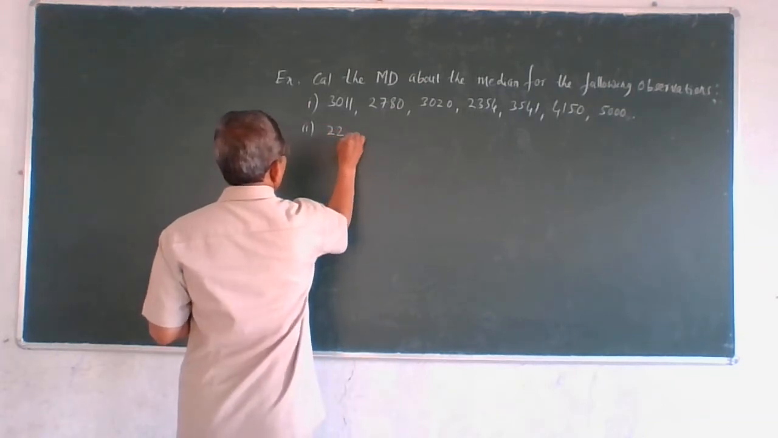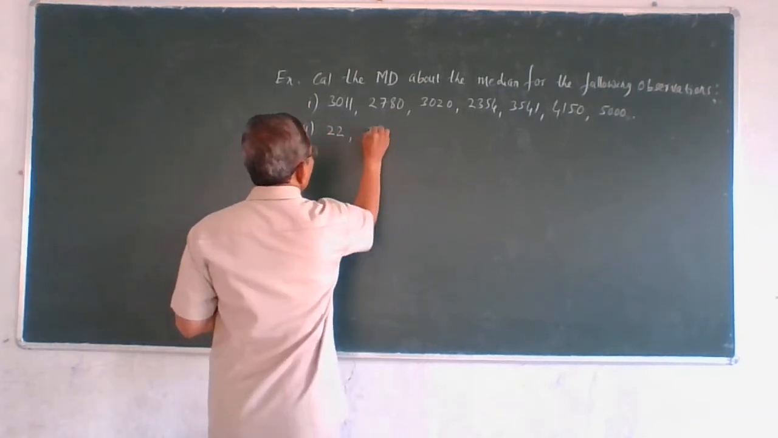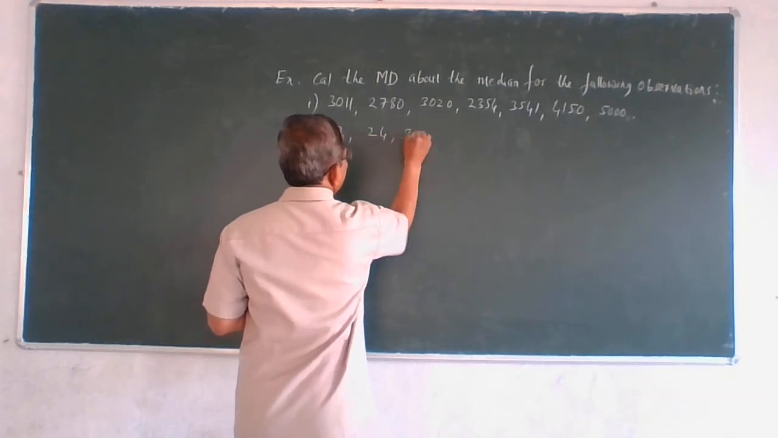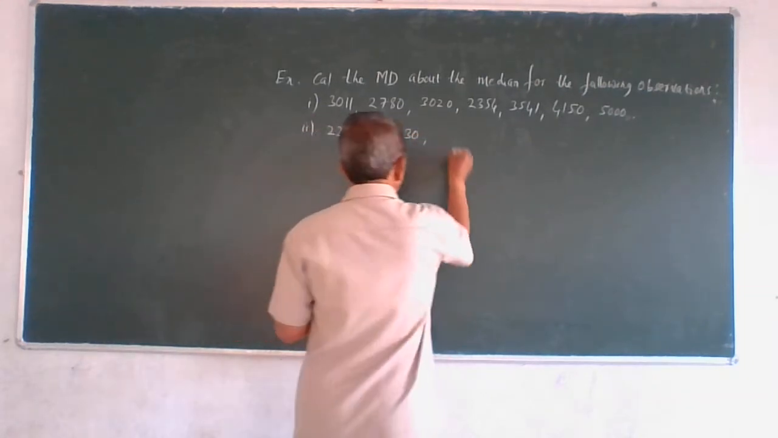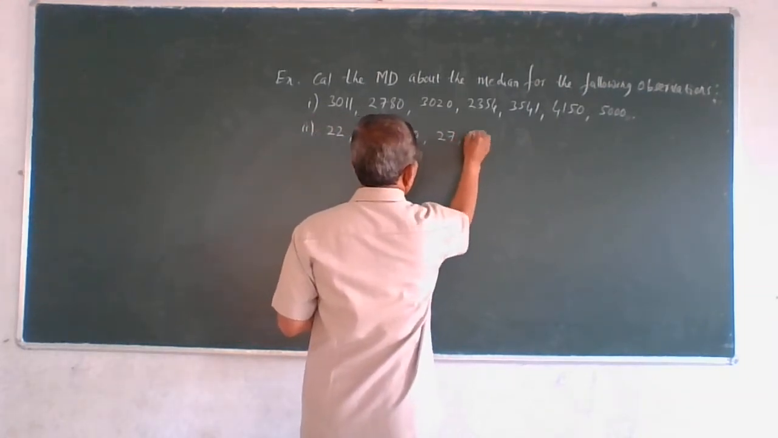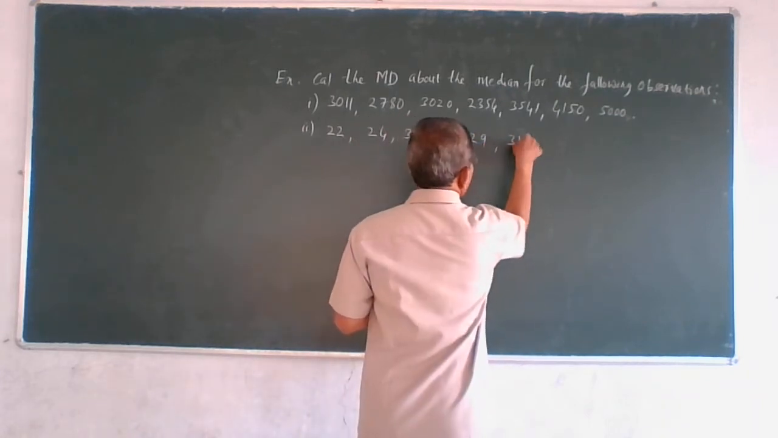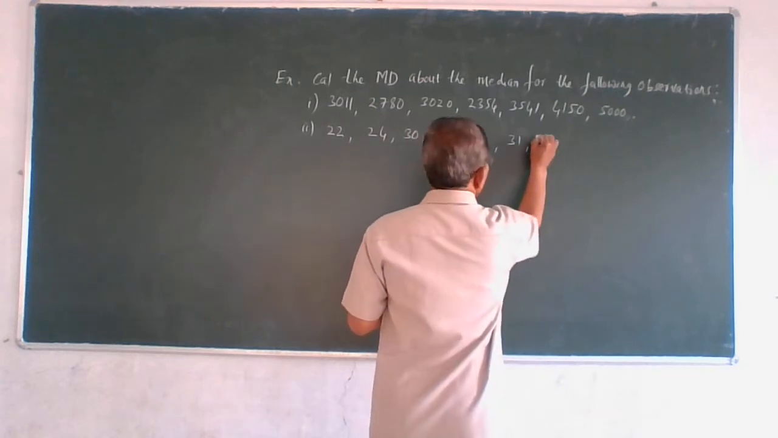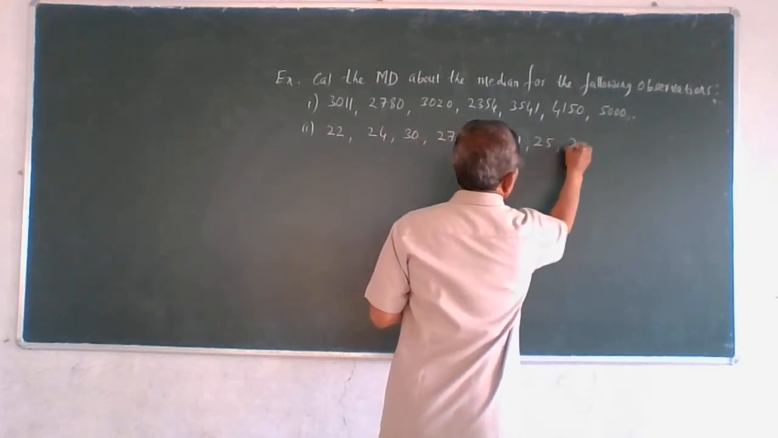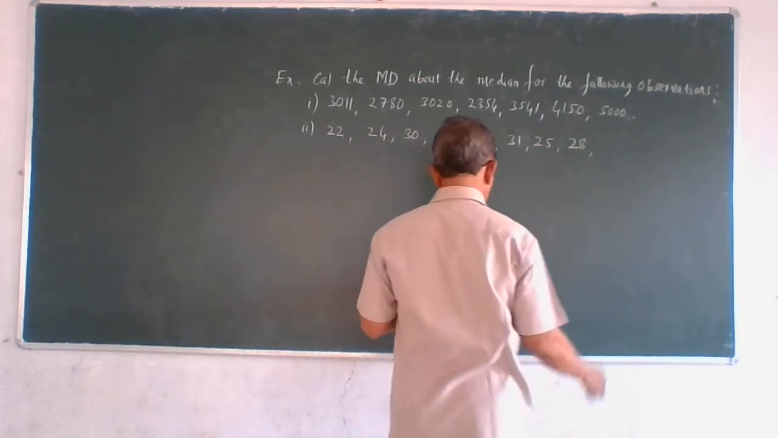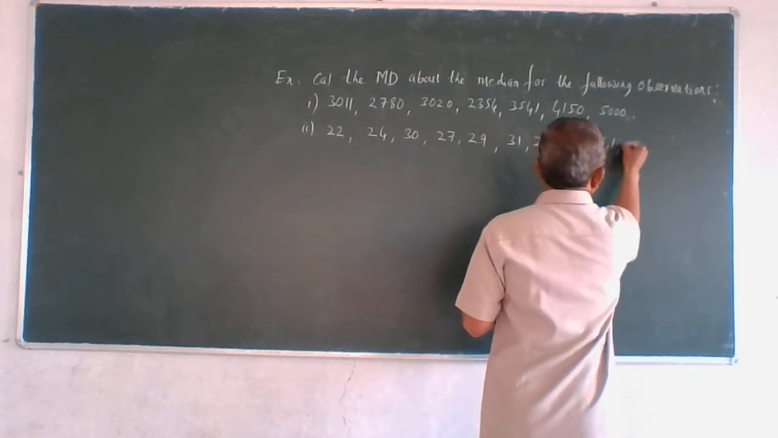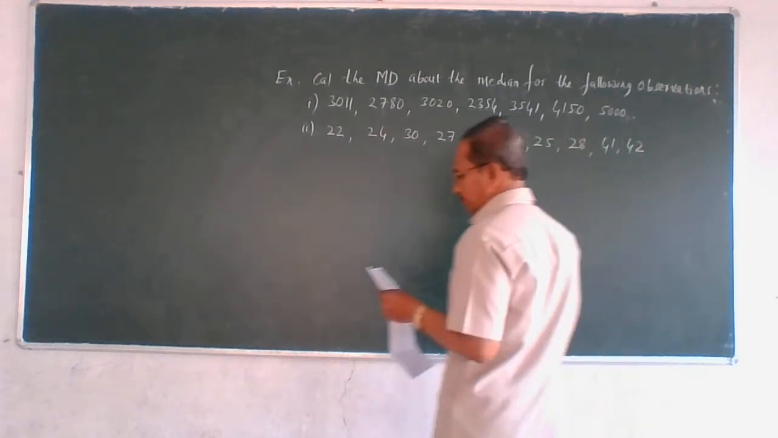Second example, observations: 22, 24, 30, 27, 29, 31, 25, 28, 41, 42.